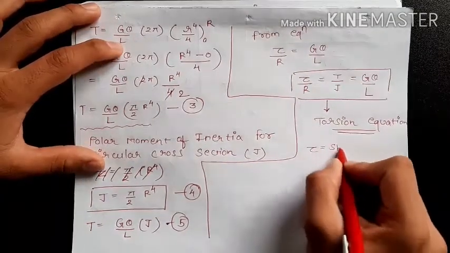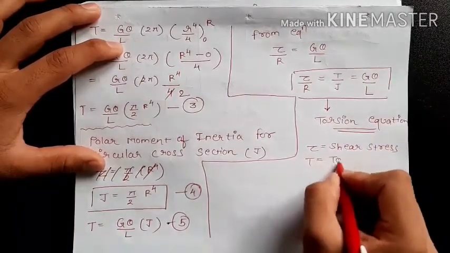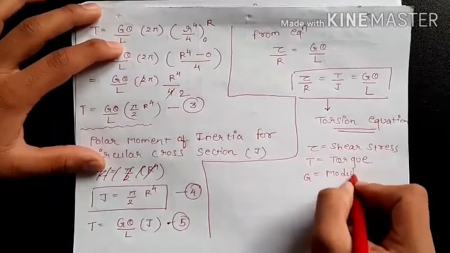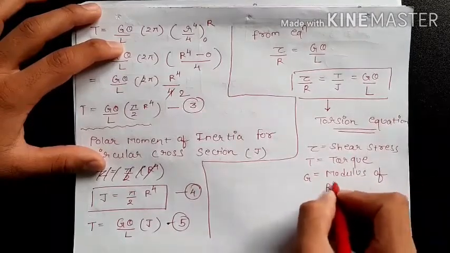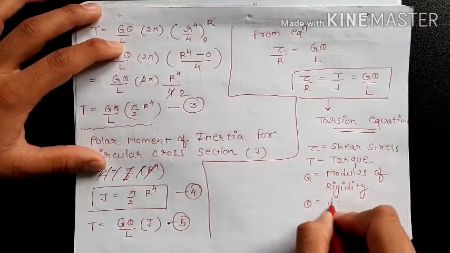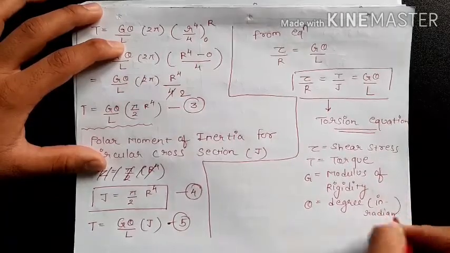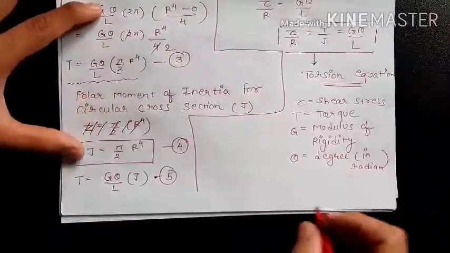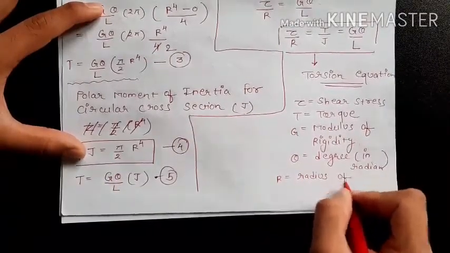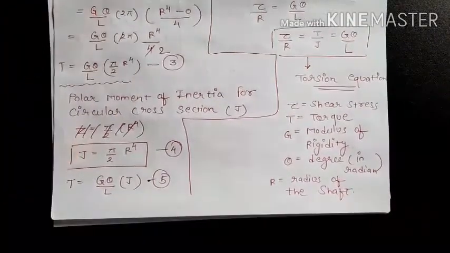Here, tau is equal to shear stress, T is equal to torque, G is equal to modulus of rigidity, theta is equal to angle of twist in radians, and R is equal to radius of the shaft. Thank you.